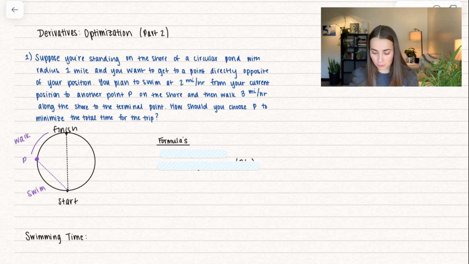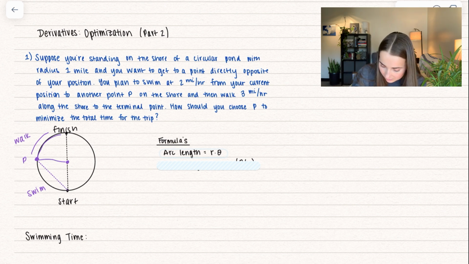First, let's talk about the formula for walking. As we walk along the shore, we're going to have to use the arc length formula, which is equal to the radius times the angle. So let's talk about what the angle is going to be. From P to the origin, the radius is equal to 1. There's going to be some angle from the start to the point P, and we're going to call that theta. Then the corresponding angle for where we walk is pi minus theta. And so that's going to be the angle we use for that.